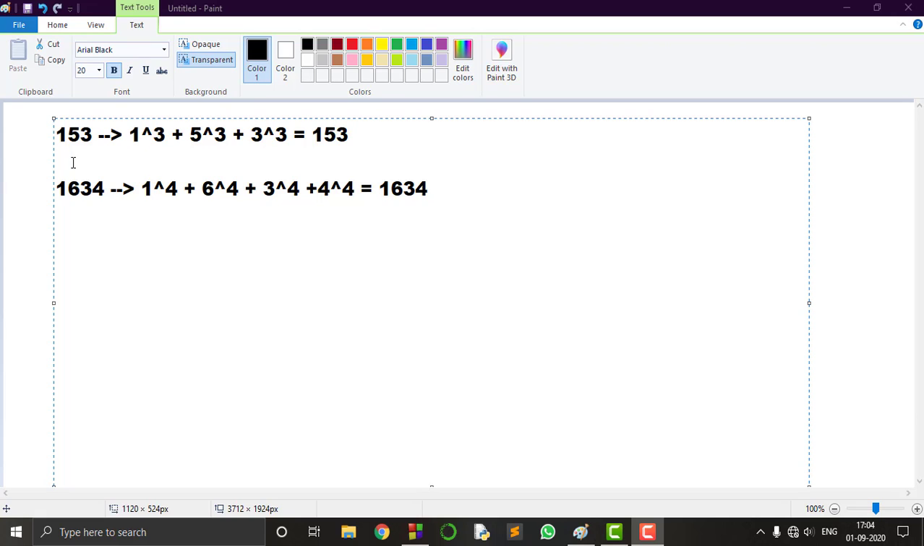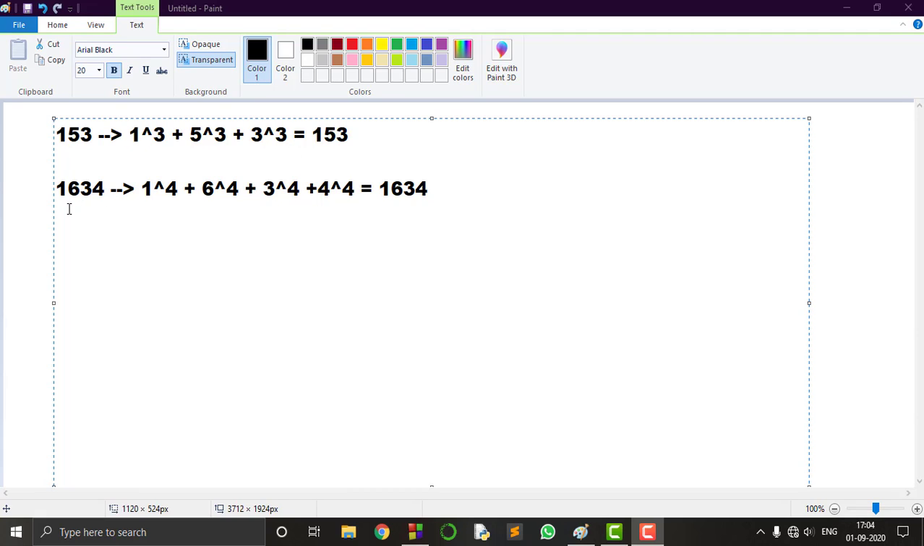You can see here 153 is an Armstrong number. How do you know that 153 is an Armstrong number? Why is 152 not an Armstrong number? 153 is a 3-digit number, and 1 to the power 3 plus 5 to the power 3 plus 3 to the power 3 equals 153.